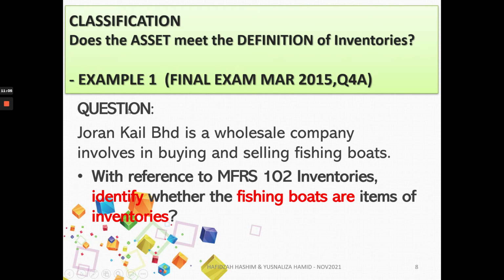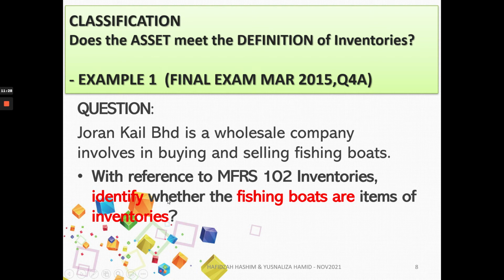So example 1 is about Joran Kyle Berhad, which is a wholesale company. Joran Kyle is involved in buying and selling fishing boats. That is the ordinary course of business of Joran Kyle. So the question is, with reference to MFRS 102 Inventories, identify whether the fishing boats are items of inventories.